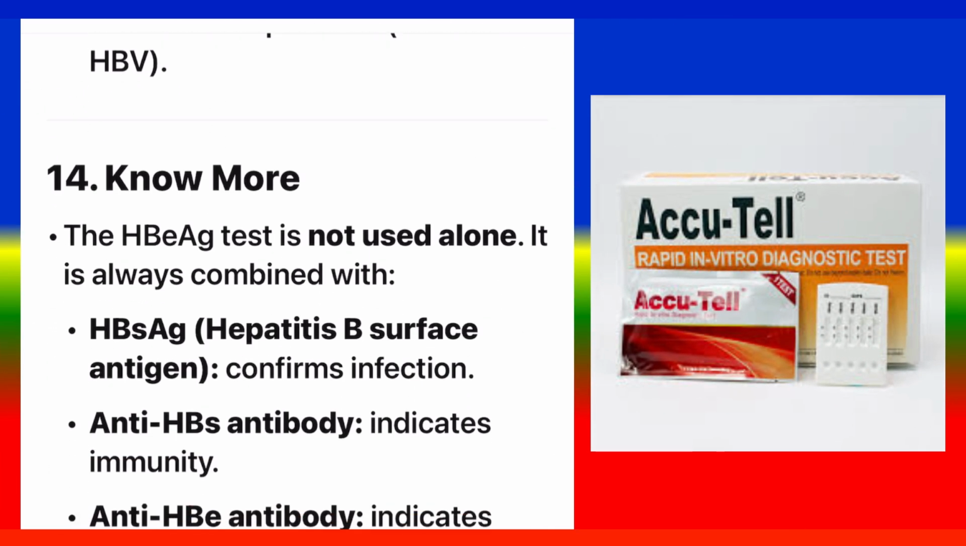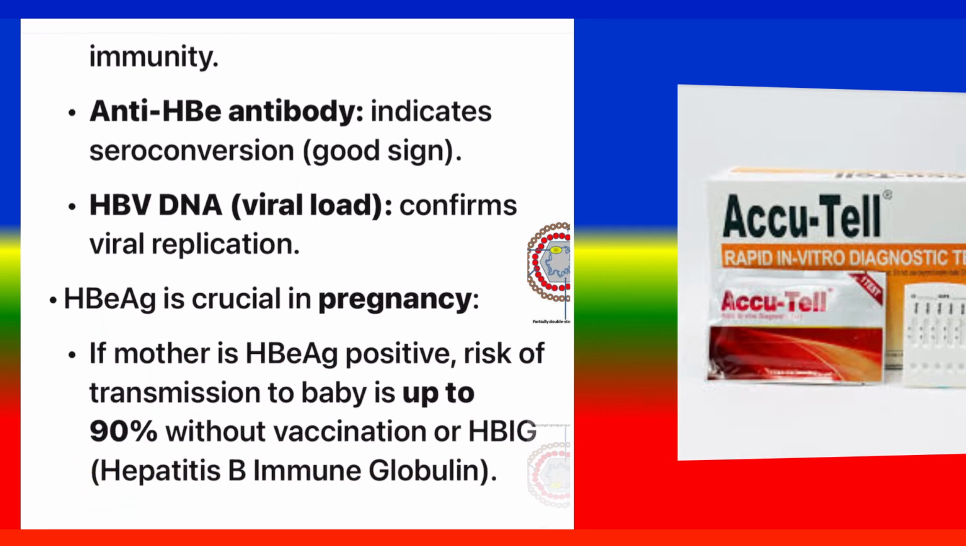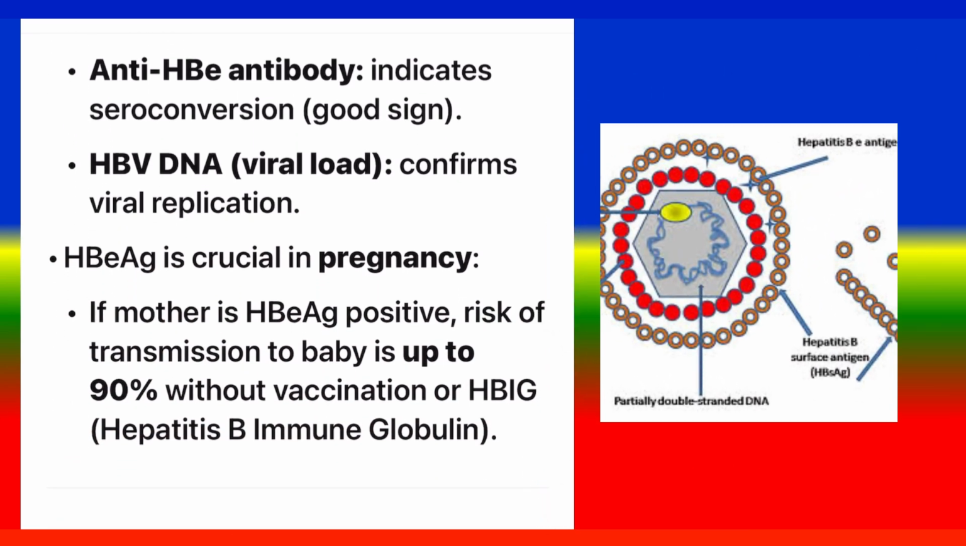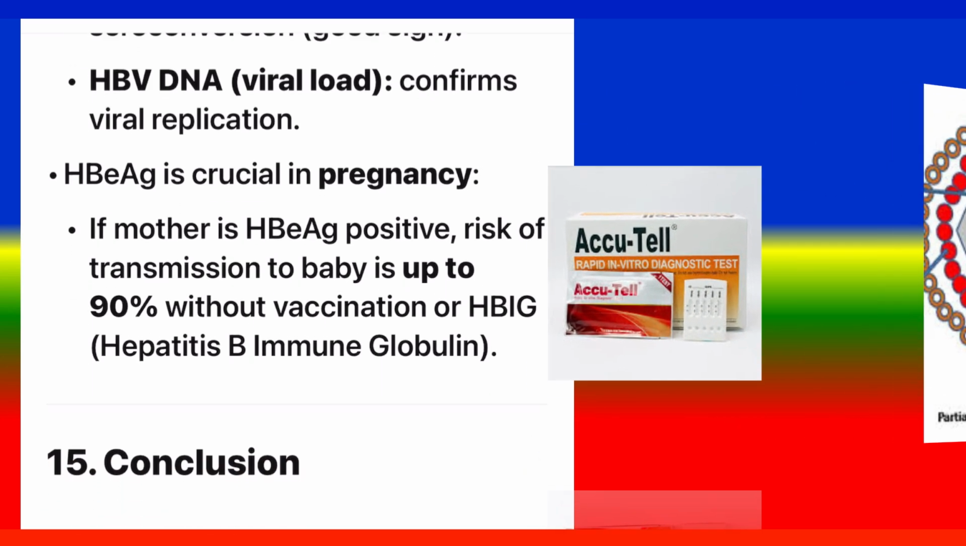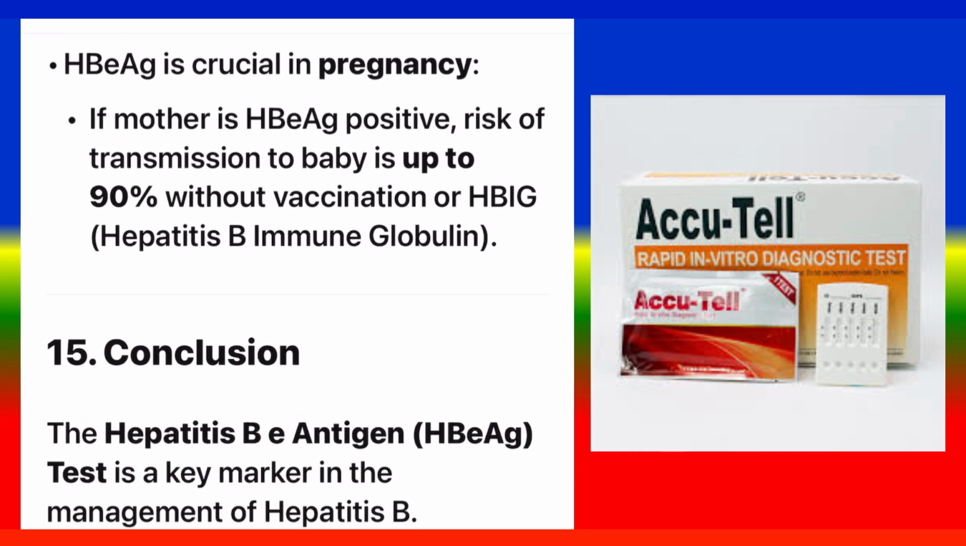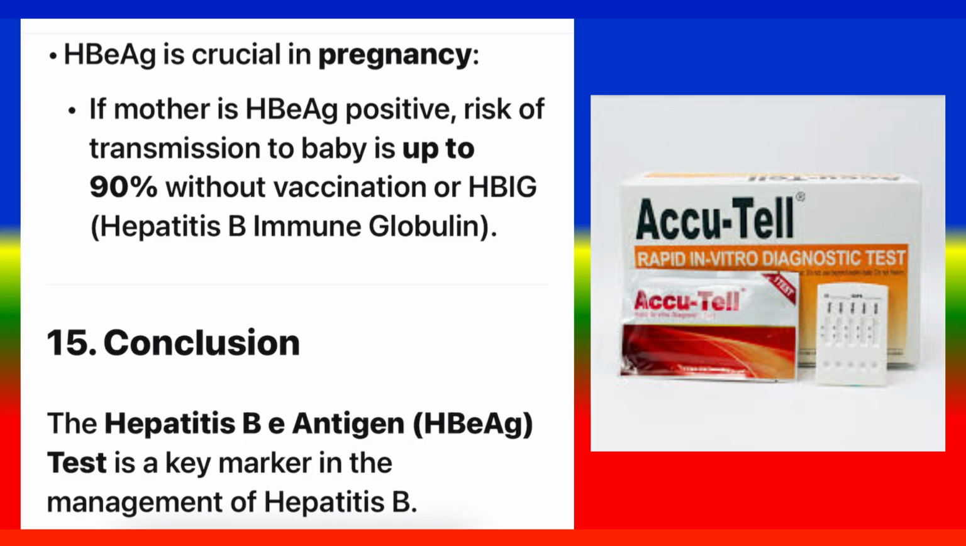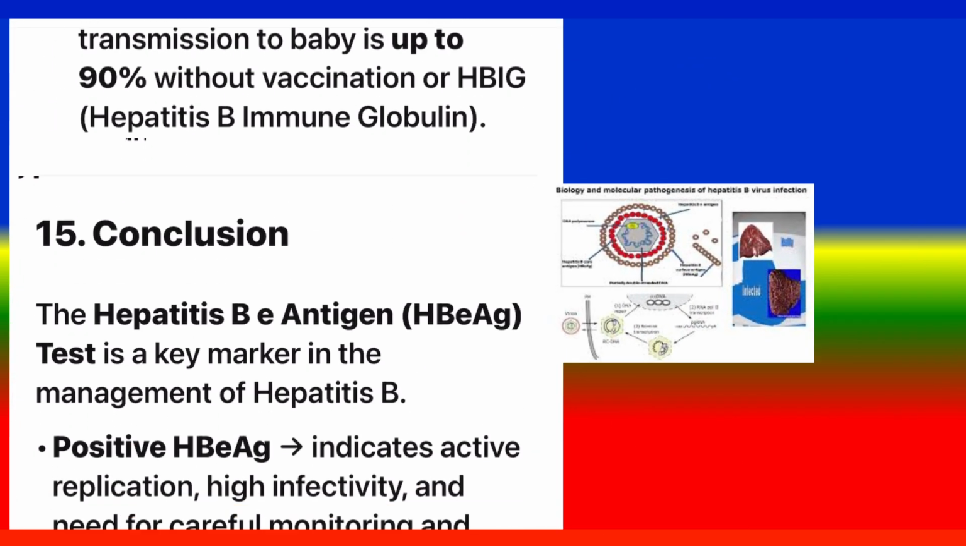Number 14. Know more. The HBeAg test is not used alone. It is always combined with HBsAg, hepatitis B surface antigen, which confirms infection. Anti-HBs antibody indicates immunity. Anti-HBe antibody indicates seroconversion, a good sign. HBV DNA, viral load, confirms viral replication. HBeAg is crucial in pregnancy. If the mother is HBeAg positive, the risk of transmission to the baby is up to 90% without vaccination or HBIG, hepatitis B immune globulin.